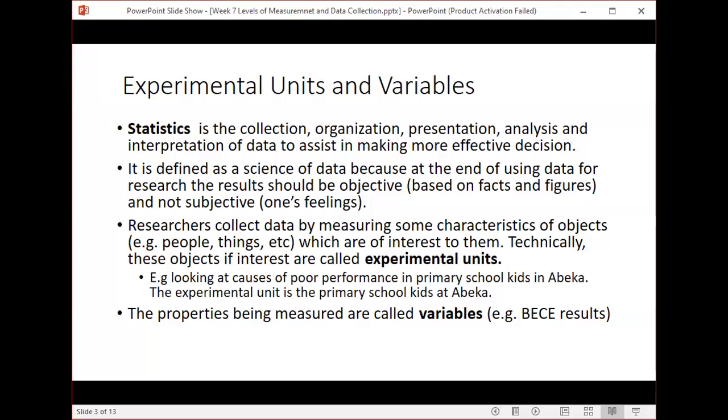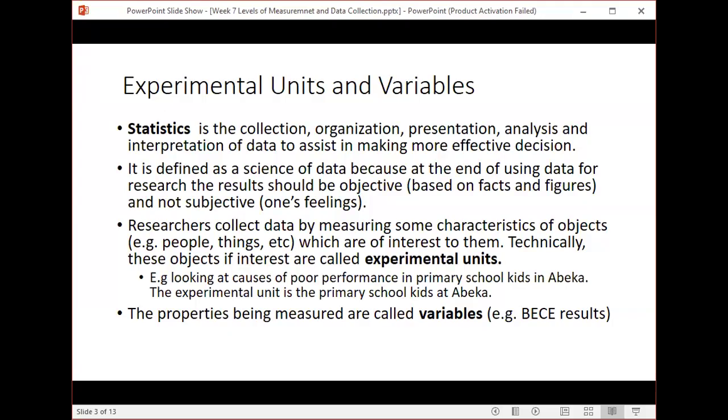Okay, now when researchers are collecting data, they collect some characteristics of objects or people or things of interest to them. And those objects or people, whatever they are interested in collecting data about, are called experimental units. So if I'm interested in finding out about the school feeding program and I interview students, the students I'm interviewing are my experimental units.